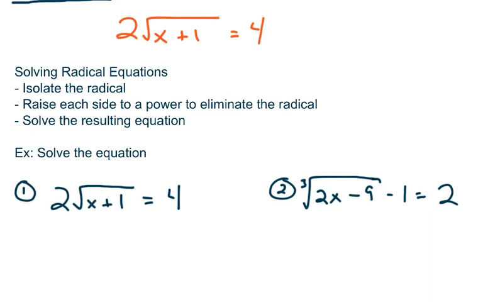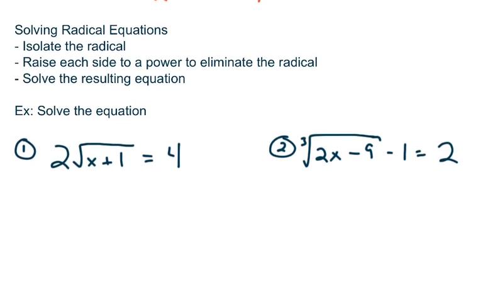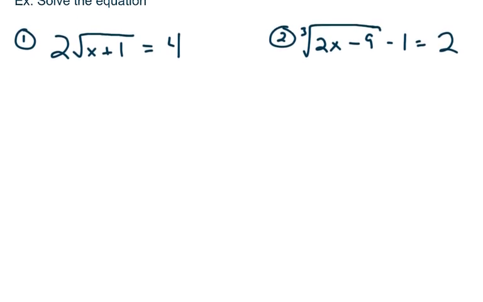Okay, and then step number 3, solve what's left. The goal at the end is to get down to just the variable, so it's x equals or y equals, something like that. Okay, so let's try a couple here. Number 1, solve the equation: 2 times the square root of x plus 1 is equal to 4. This is the one we had in the example.